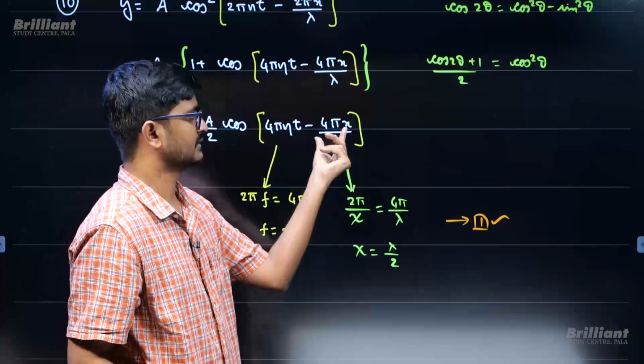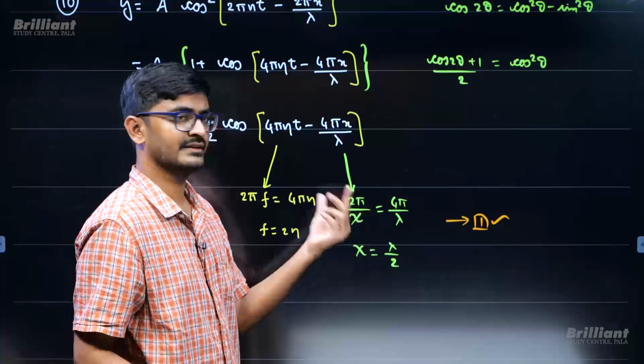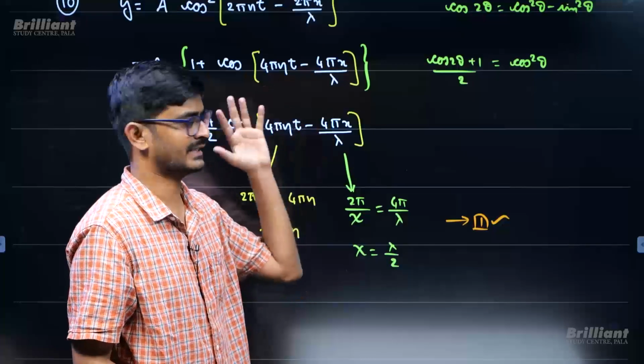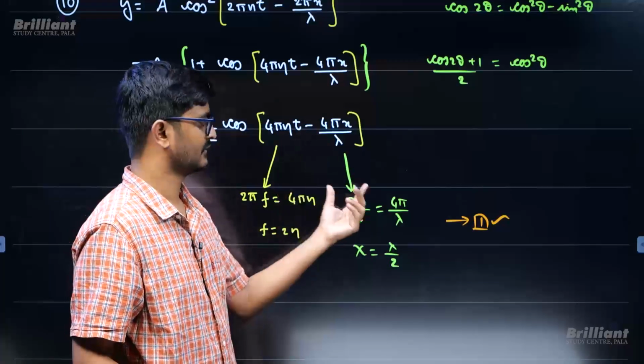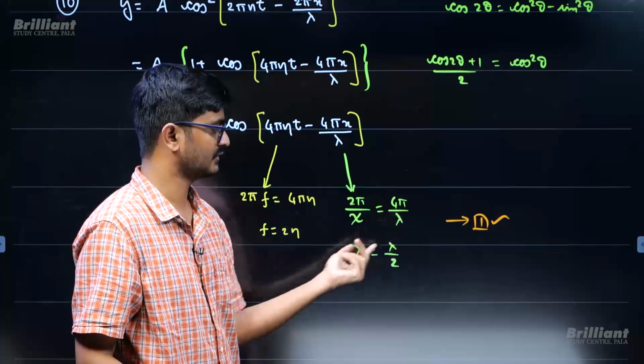Now this is 2 pi by lambda, where lambda means wavelength. 2 pi by the wavelength of the wave. But the wavelength of the wave I am calling x. Lambda is some other constant that they assumed. Lambda is not the wavelength; this x is the wavelength. So 2 pi by x equals 4 pi by lambda. So x equals lambda by 2.